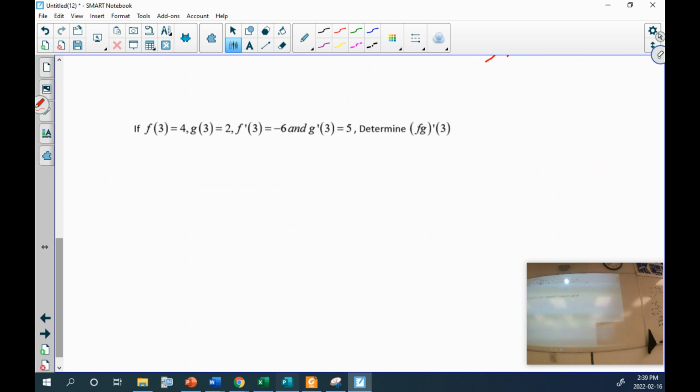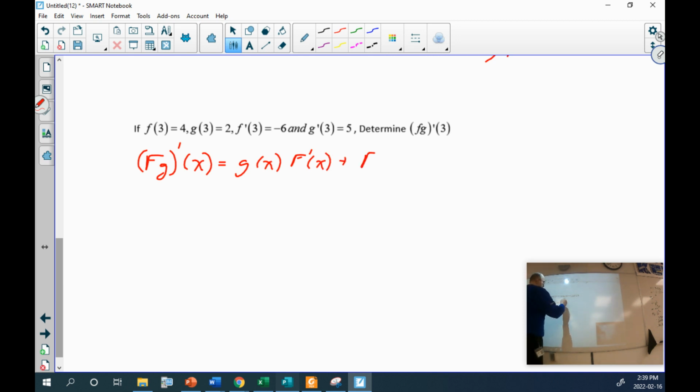Okay, so this type of question here is, where's the function? It's actually just basically trying to remember how you can think about the derivative of a function made up of the product of two other functions. Here's the product rule: (fg)' of x is equal to g of x times f' of x plus f of x times g' of x. That's just restating the product rule.